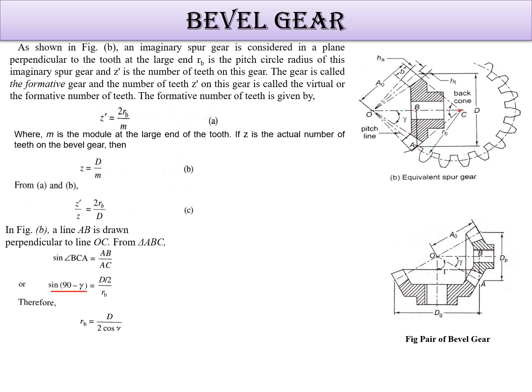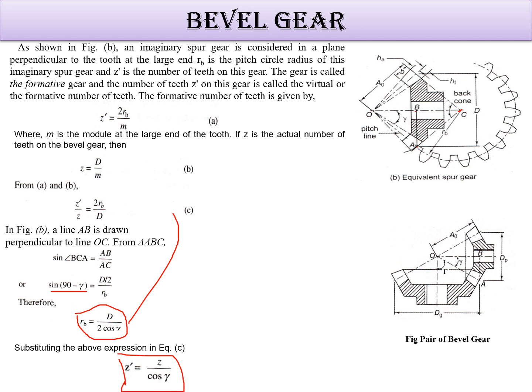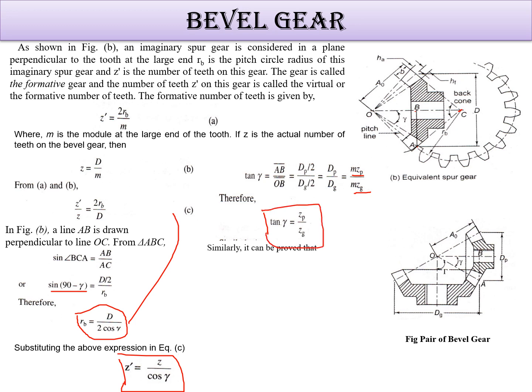So this is what we get here. The value of RB you can calculate with the help of this relation: d upon 2 cos of gamma. Now if you put this value in the above equation, you will get z dash is equal to z upon cos of gamma. This is the next equation. Now tan of gamma is nothing but AB upon OB. Solving it, we get m zp upon m zg, you can say zp upon zg. So tan of gamma is zp upon zg. These are the formulas which you need.